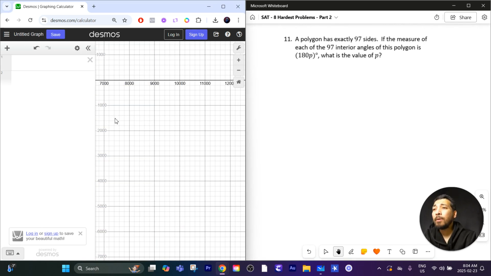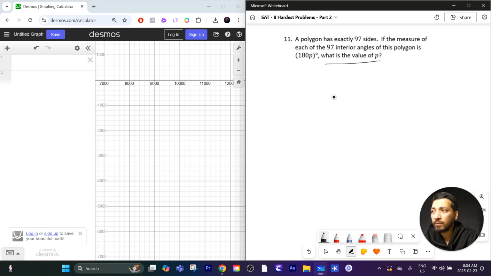Perfect. Problem number 11 says a polygon has exactly 97 sides. If the measure of each of the 97 interior angles of this polygon is 180p degrees, what is the value of P? Okay, let's see how we can solve it. So there is a formula: total angle in any polygon is the number of sides minus 2, times 180. And in this case, this is a regular polygon because all of the measures of the interior angles are exactly the same, because it says the measure of each of the 97 interior angles is 180p. So you can divide this by n.